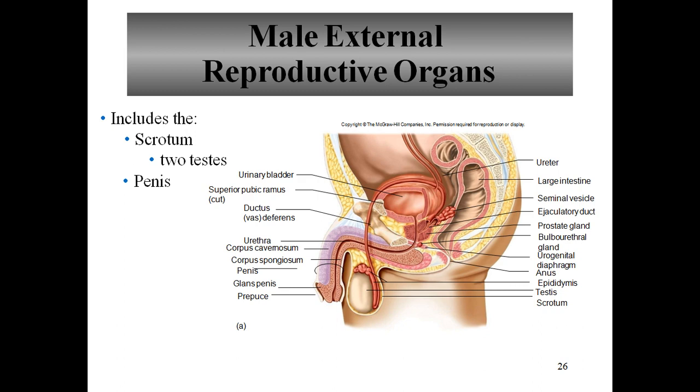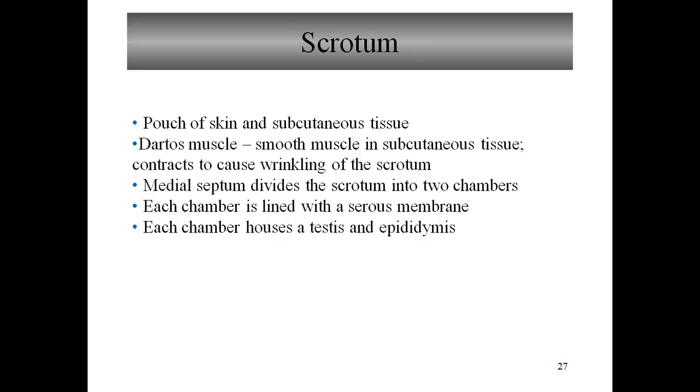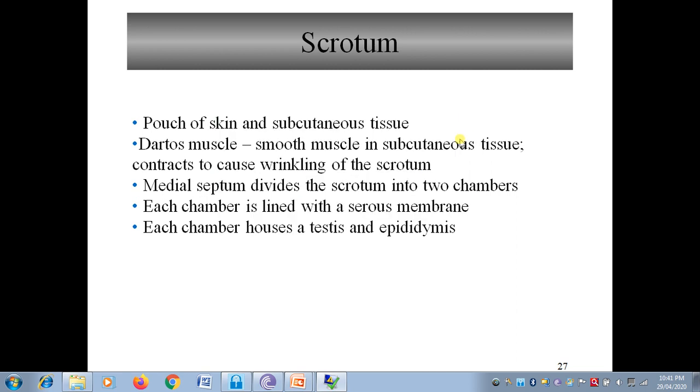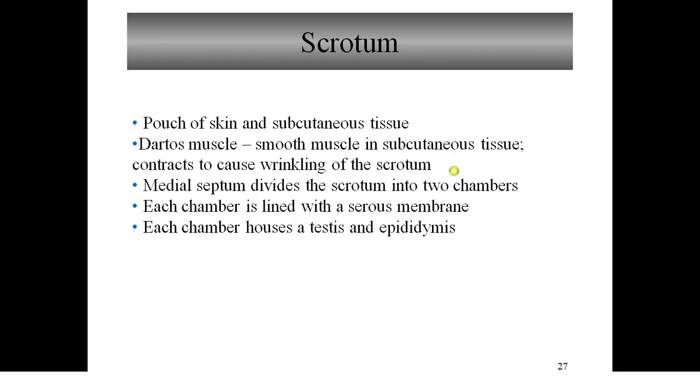Now we will come to the male external reproductive organ, that is the scrotum. The scrotum consists of skin, subcutaneous tissue and smooth muscle fiber, and is located outside the abdominal wall, posterior to the penis. Next, the function of the dartos muscle. The dartos muscle is a very important muscle. It wrinkles the skin of the scrotum during cold conditions. That wrinkling of the scrotum is because of the dartos muscle.